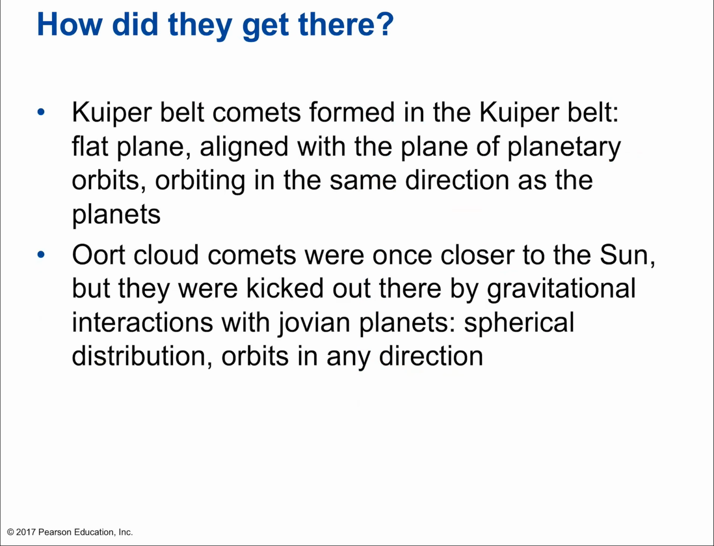So the Kuiper belt comets formed in the Kuiper belt, a flat plane, just like the planets all form a flat plane. That's the ecliptic plane. They're aligned with the plane of the planetary orbits, orbiting in the same direction as the planets.